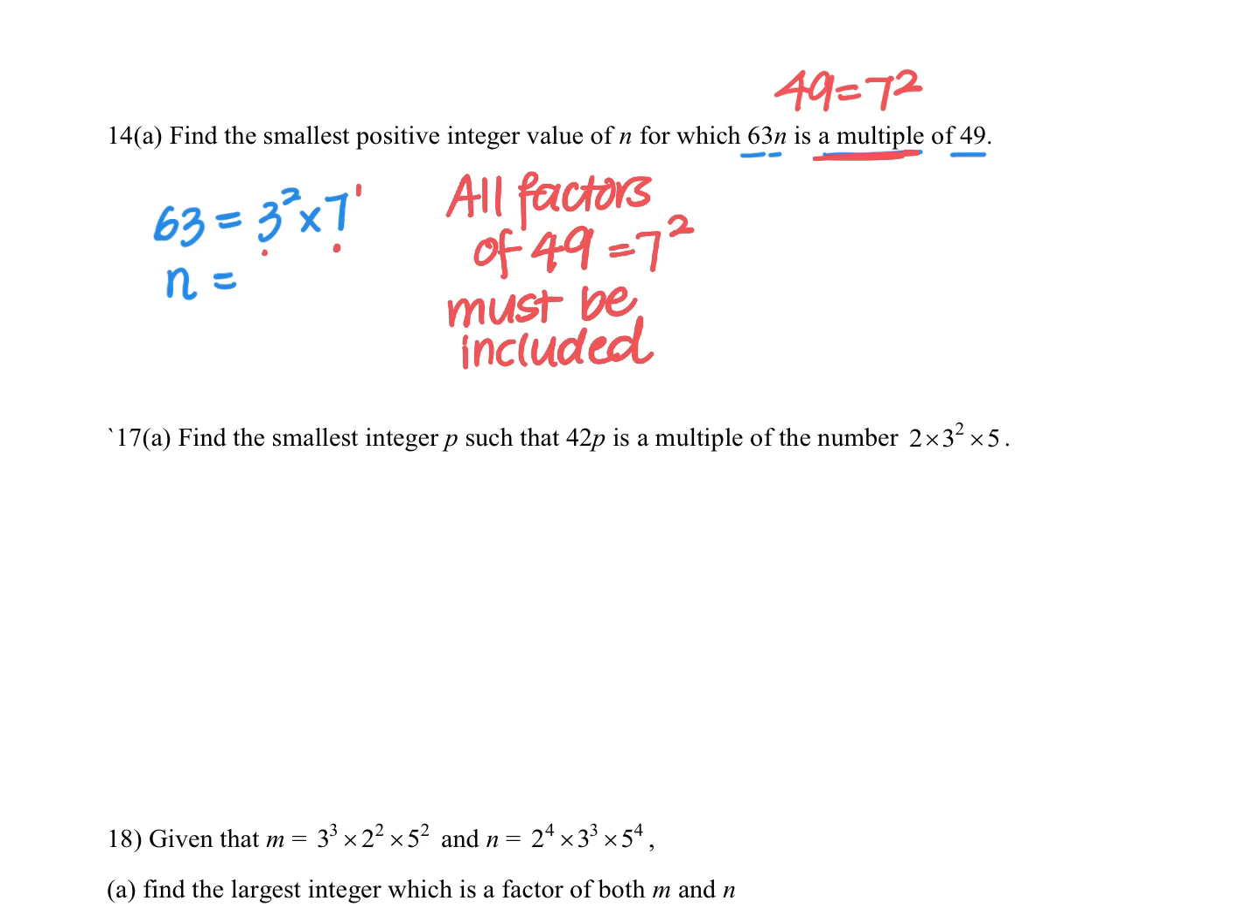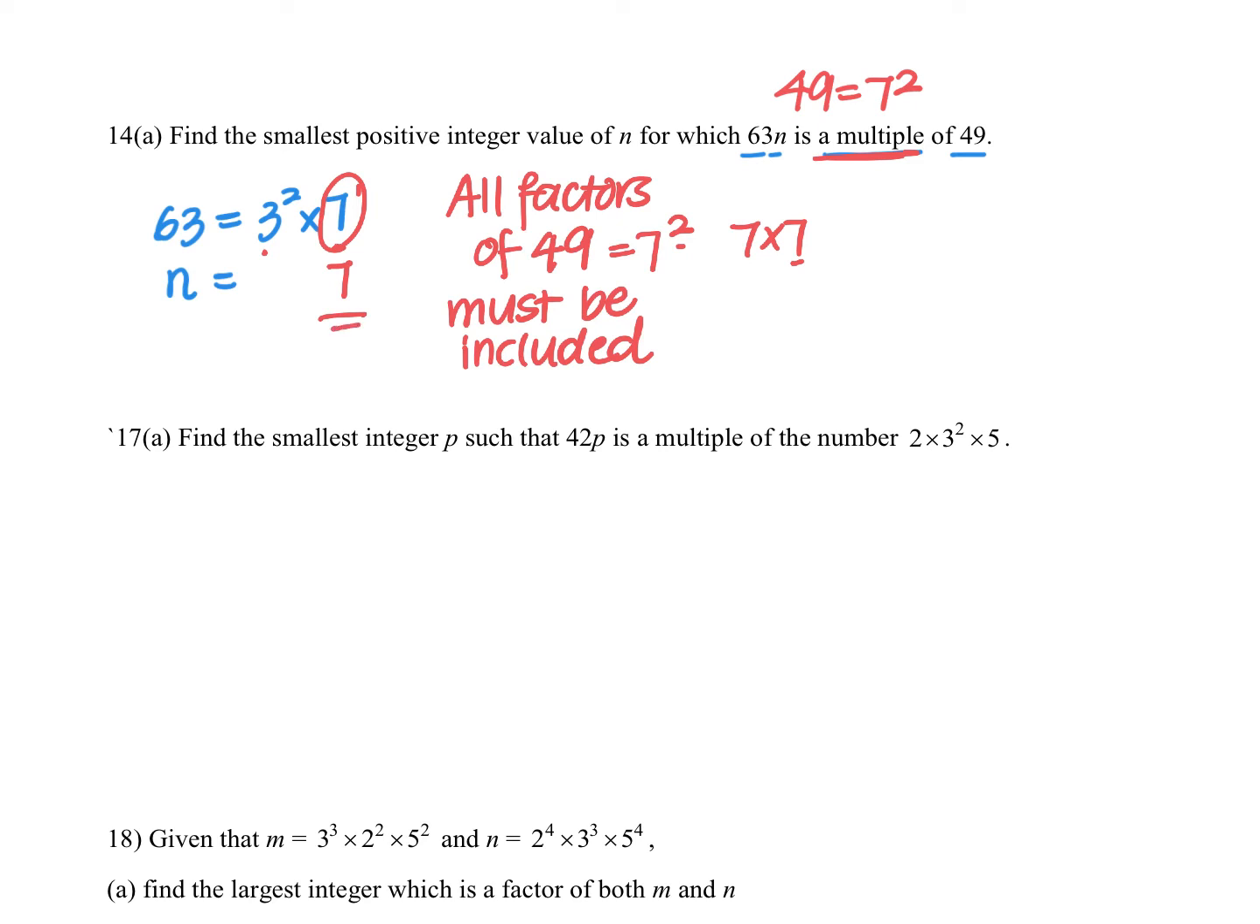But what about 49? 49 has 7 squared. It's 7 times 7. So in my number 63, I only included one factor of 7. There's only one on its own. Something is missing. I am short of one more factor. So in order to include that factor 7 squared, I need to multiply by the number 7. So what is this n that I have multiplied? n is the number 7.